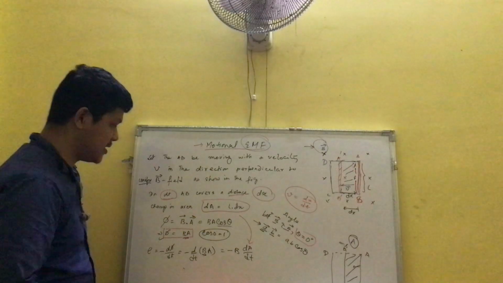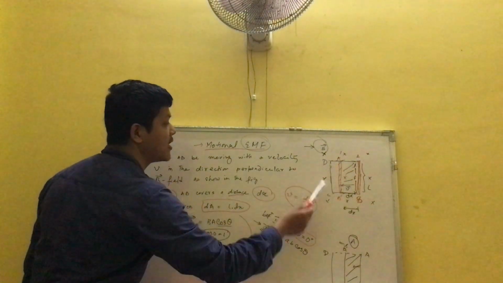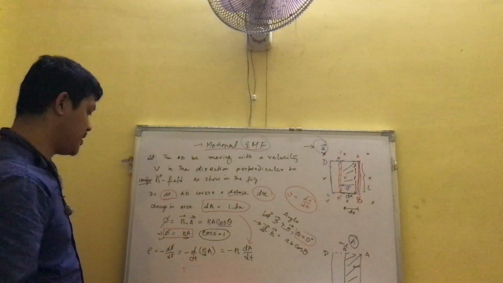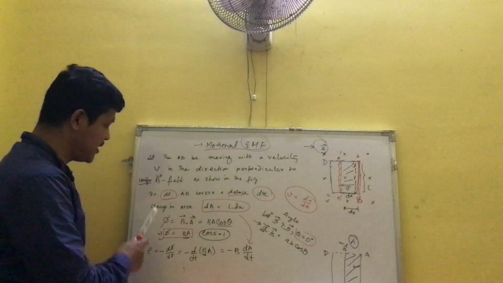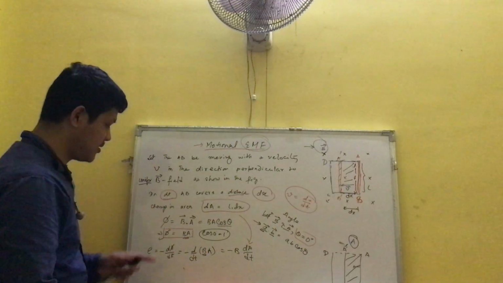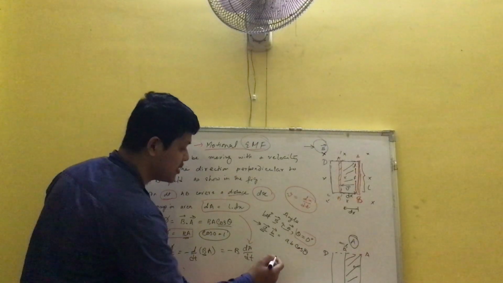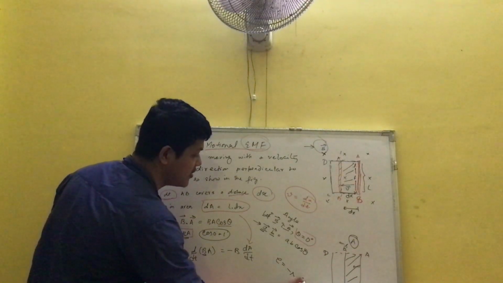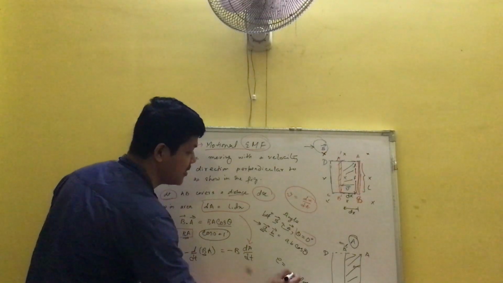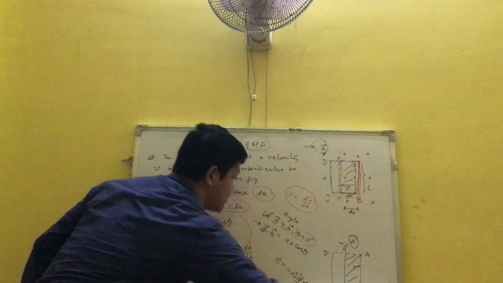So then what will you get? Here one more thing: we are taking only one rectangular loop. That's why the value of n is 1. The number of turns in the coil is 1. That's why E is equal to minus d phi by dt. Generally, the formula of EMF we used to write is n d phi by dt, but here the value of n is equal to 1. So hope you have understood this.